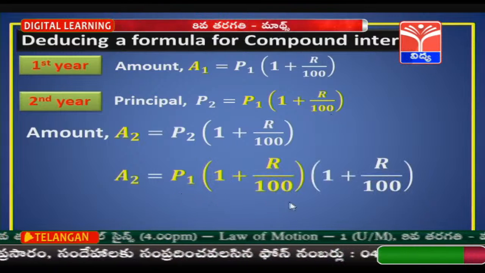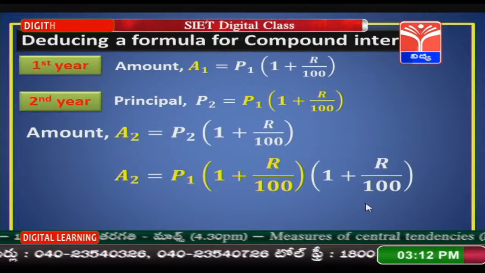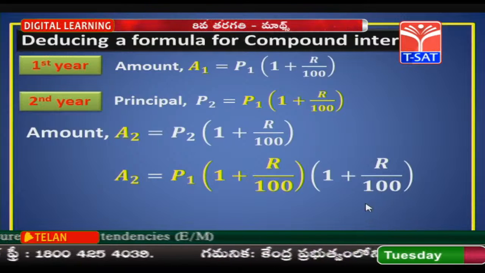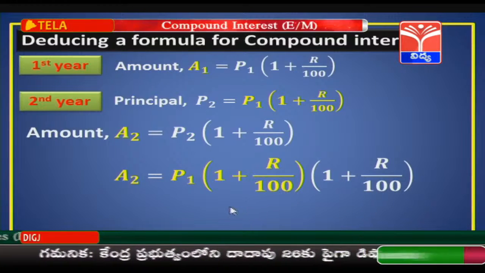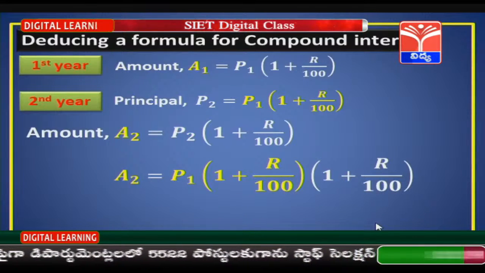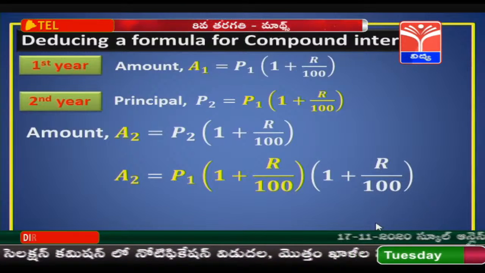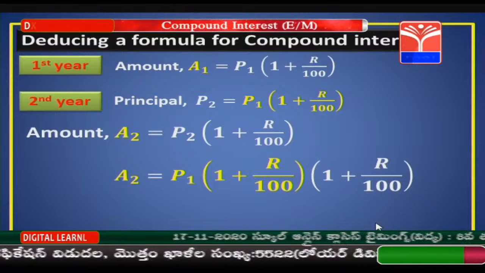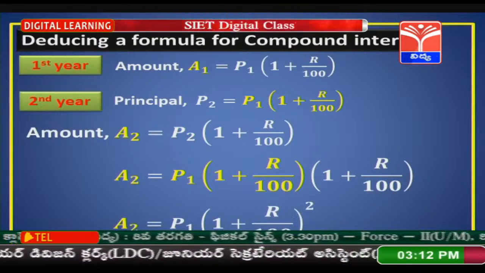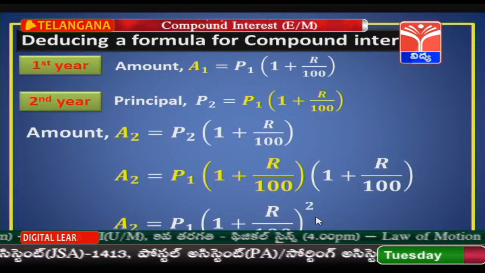P1 into 1 plus R by 100 into again 1 plus R by 100. Now, these two terms are the same. Suppose you have A and A. When you multiply A and A, what do you get, children? A square. In the similar manner, we are multiplying 1 plus R by 100 into 1 plus R by 100. So, what do you get, children? Yes, that is 1 plus R by 100 whole square. So, what is the value of A2 now? P1 into 1 plus R by 100 whole square. So, this is the amount at the end of 2 years.